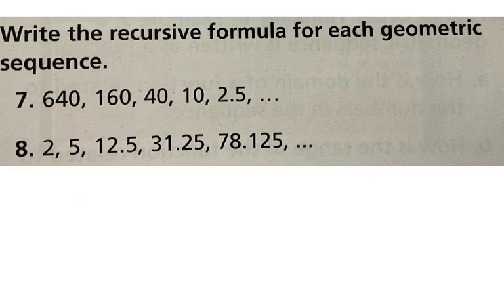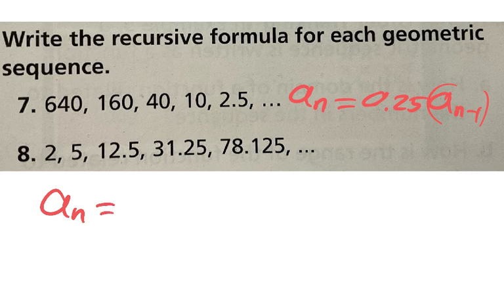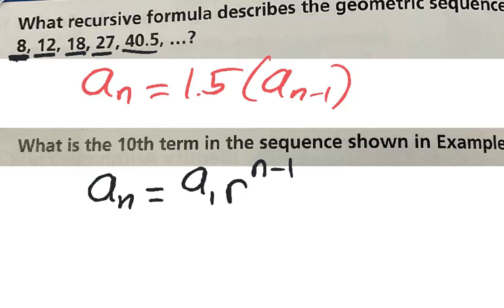Y'all done with 7? 7's pretty amazing because it was a sub n equals 0.25 times a to the n minus 1. Everybody's okay with that? 8 should be a sub n equals 2.5. Is okay with that? Feel better about those? And that's kind of where this is going.